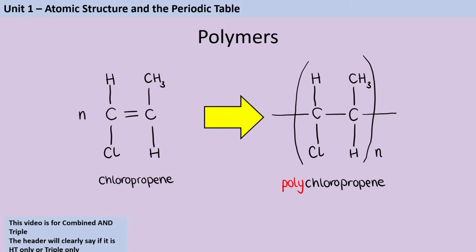So you should be able to name them. So if we've got a monomer that is chloropropene, then the polymer will be polychloropropene. And also you should just be able to recognise the ways of drawing them. So if the N is at the start, it's the start of the reaction and you've got monomers. If the N is at the end, it's the end of the reaction and you've got a polymer. And also you can see that you've got the bonds coming out the side of the brackets.